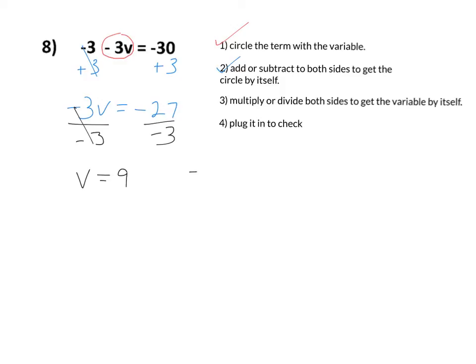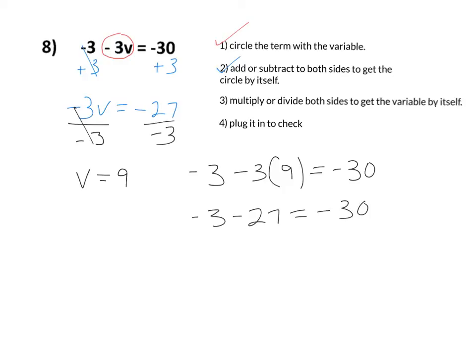I'm going to check it. -3 minus 3 times 9 is equal to -30. -3 times 9, -27. -3 minus 27 more is -30. There is my check.